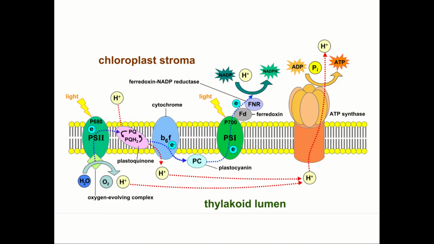At the same time, hydrogen ions are pumped across the thylakoid membrane, which builds up a proton gradient, and this proton gradient is used to drive the ATP synthase and create ATP, and that ATP is also later used during the carbon reactions of photosynthesis.